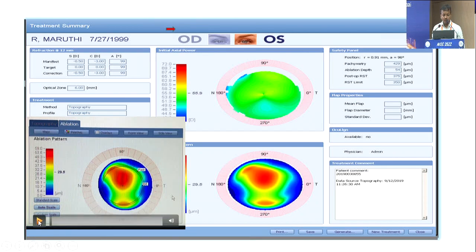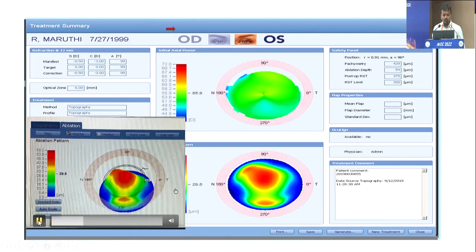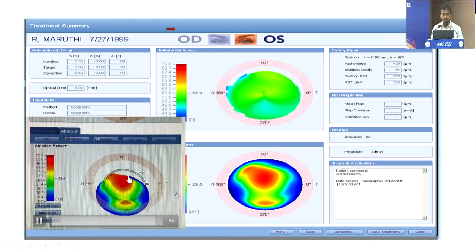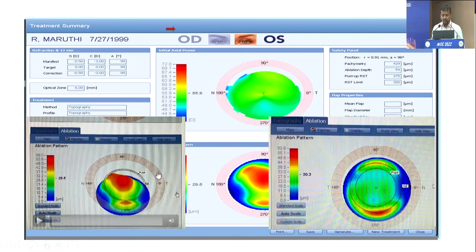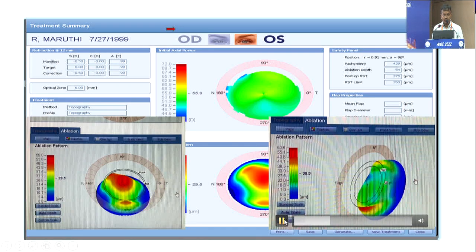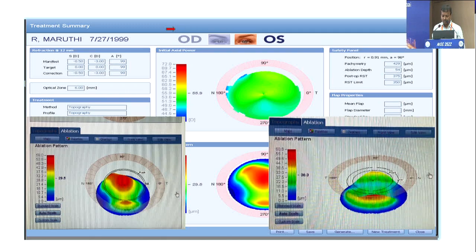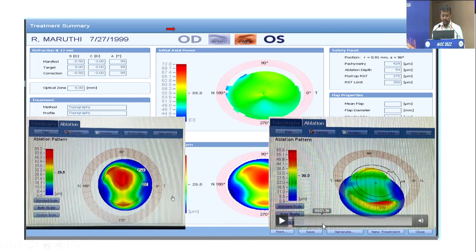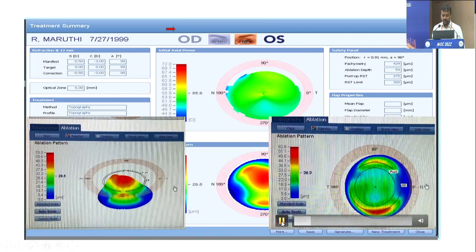This is the pre-op ablation pattern. When we are planning, it shows the cone, and this is our ablation pattern, which, if you see, will completely flatten the cone. This is post procedure at the end of 1 year. The cone is totally flattened. You can actually see the comparative video here.